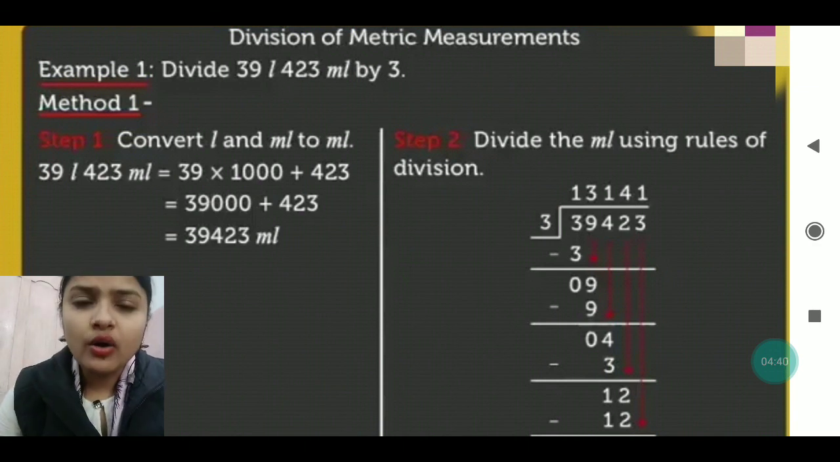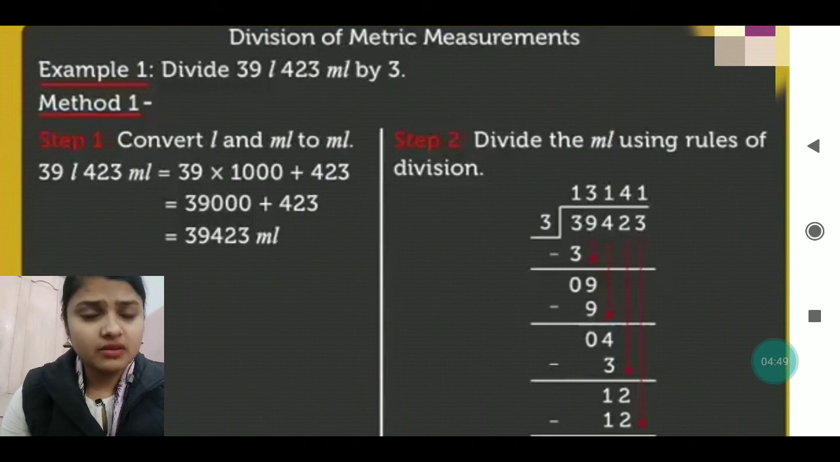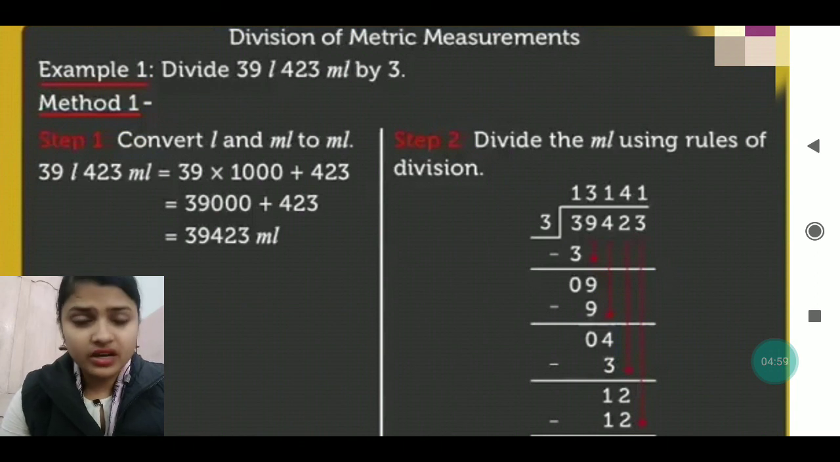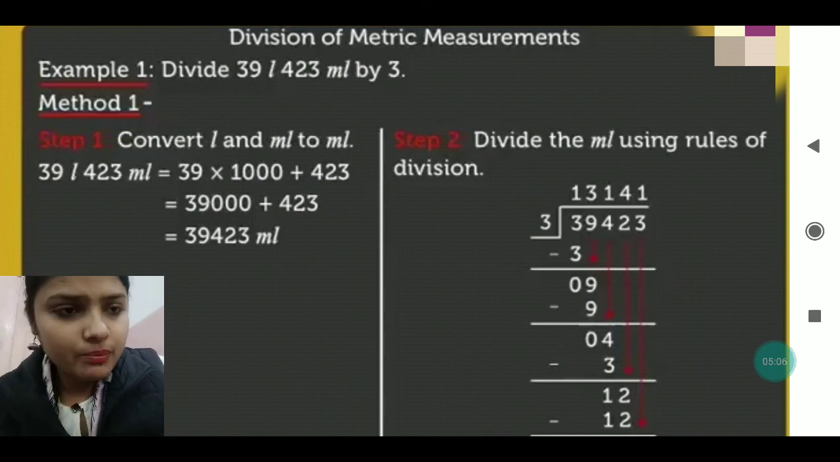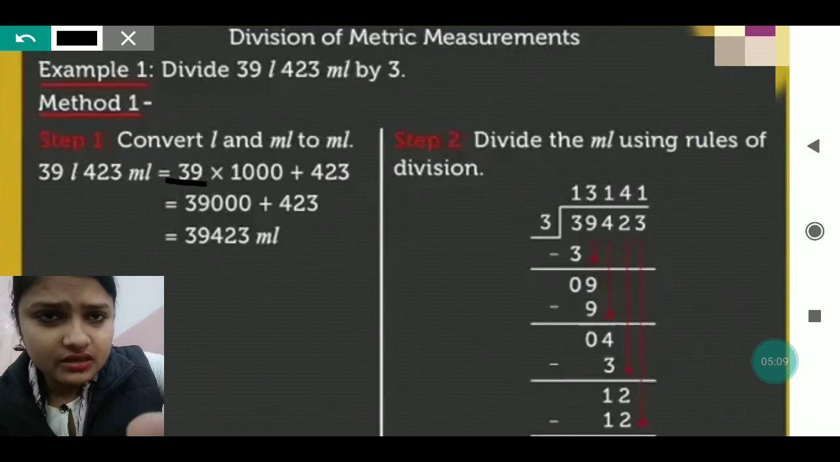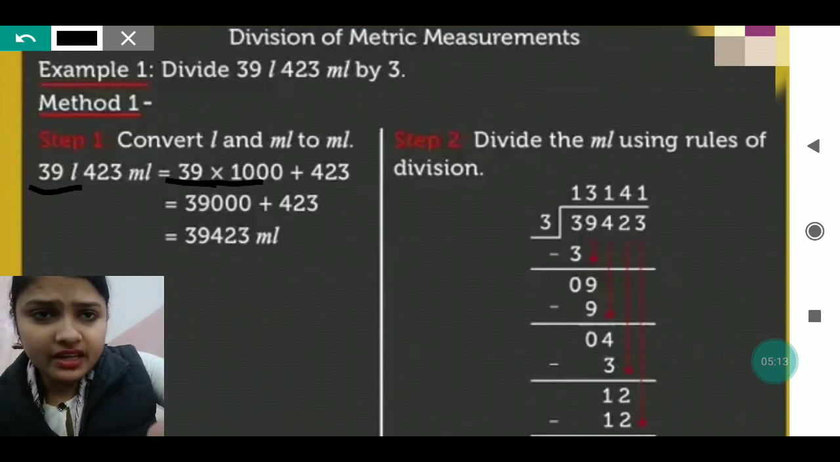You can see how it is done. We are converting liters and milliliters to milliliters. So 39 liters and 423 milliliters will be converted into milliliters. The 423 is already in milliliters, so no need to do anything with that. But with the 39 liters, we will multiply 39 by 1000.